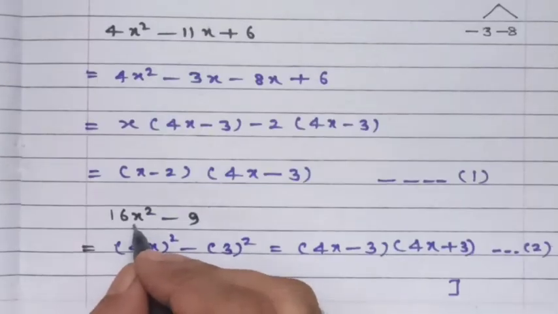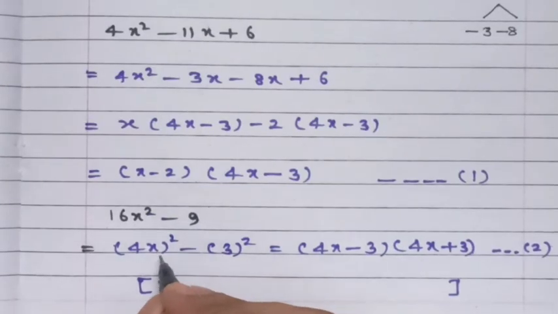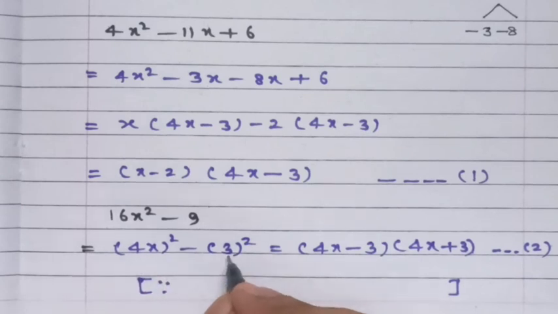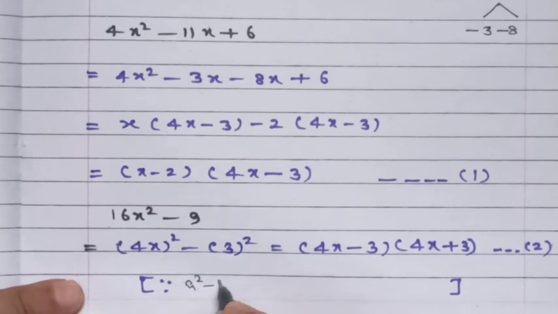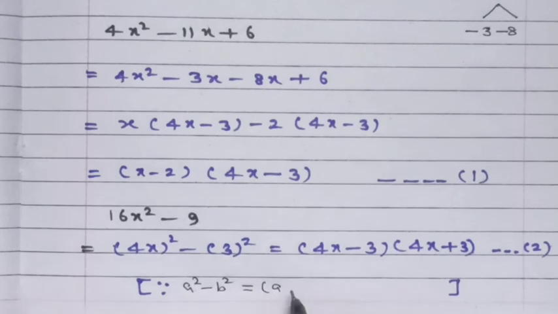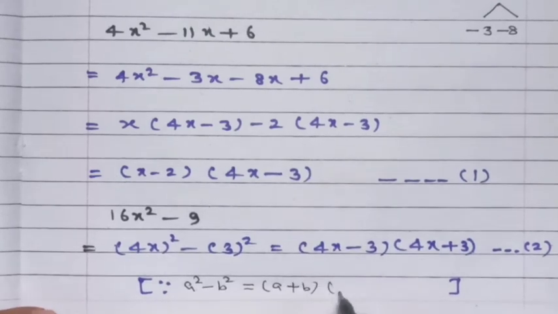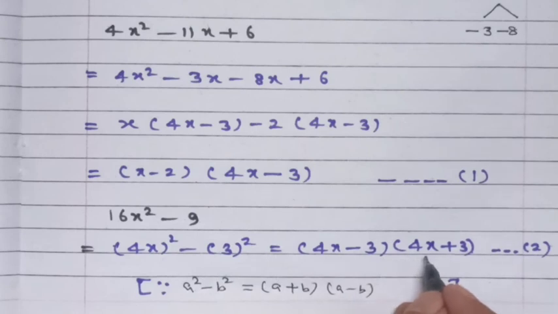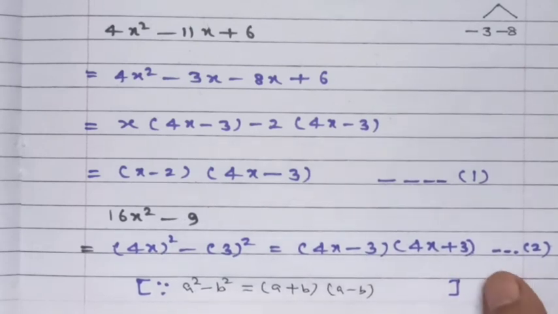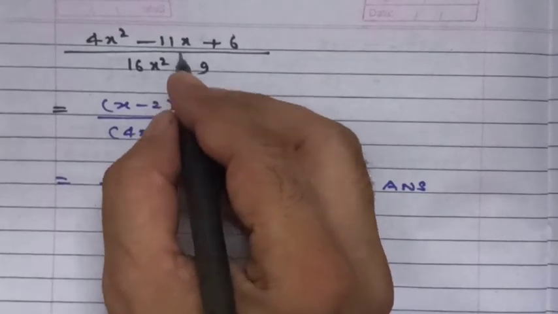Next expression, 16x square minus 9, which can be written as 4x square minus 3 square, which is of the form a square minus b square. So a square minus b square, already you know, is a plus b, a minus b. So 4x minus 3, 4x plus 3. Mark it second.